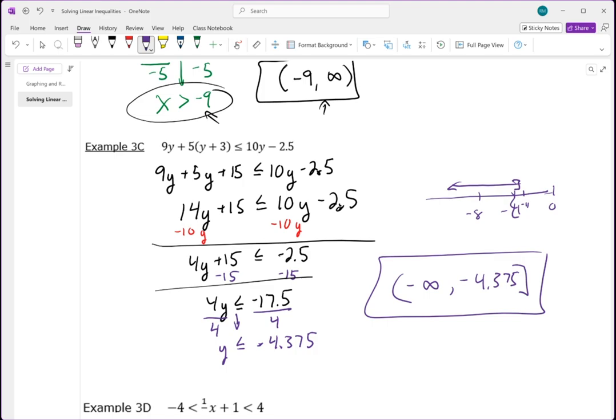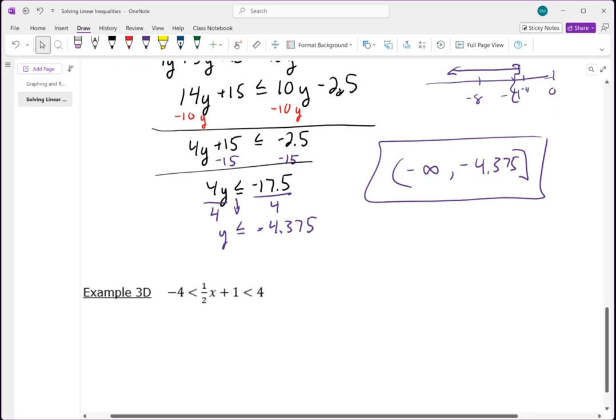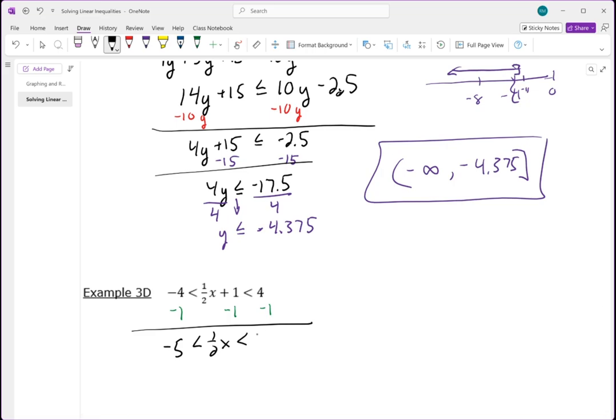And then just as a bonus, I wanted to solve this more complex inequality, in case you're ever asked to do this. In this case, we're just going to treat it like we have 3 sides of an equation. So I still want to get my x by itself. So I'm going to subtract 1 from all 3 sides of the equation. So that's going to give me a negative 5. This is going to give me a 1/2 x, and this is going to give me 3.